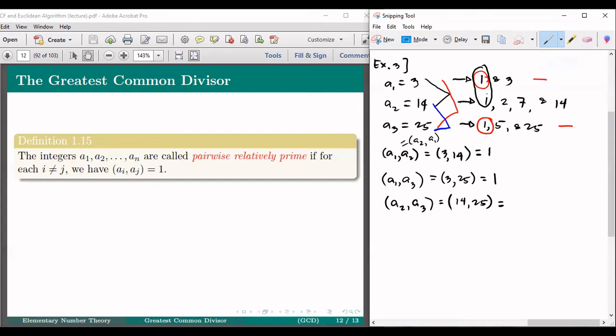So as you can see here, for this one, the greatest common divisor is 1. Follow? And so we can say that the GCD of 14 and 25 is 1. Now take note, we have all the pairings of our given integers, and we have found out that the GCD of every 2 integers is 1.